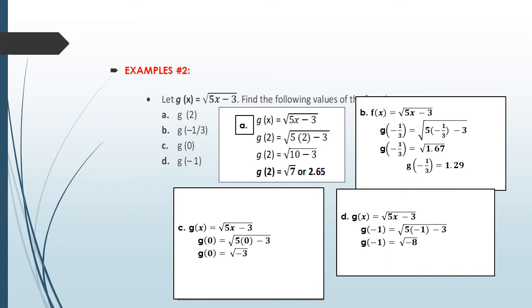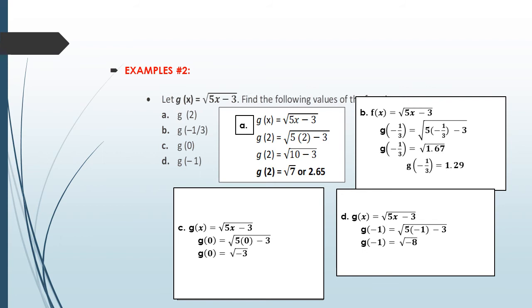Okay, next, example number 2. Let g of x is equal to square root of 5x minus 3. Find the following values of this evaluating. So, meron po tayong given at ang given po natin na yon ay yun po yung g of x is equal to square root of 5x minus 3 na isa-substitute po natin yung mga ibinigay kong value sa x na makikita nyo po sa letter A, B, C, and D.